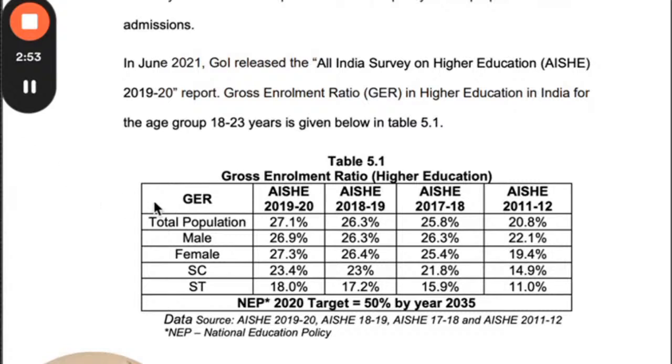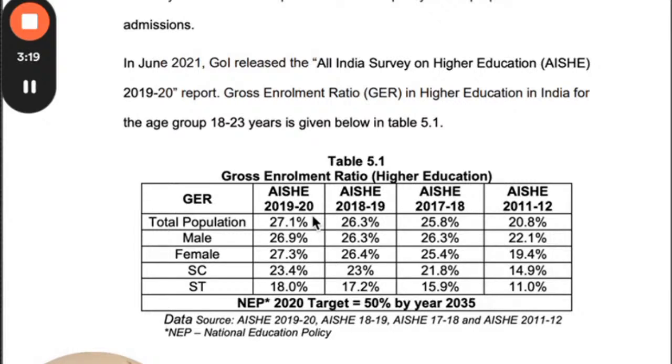If you take the total population, in 11-12 the gross enrollment ratio was around 20.8. That is, if you take 100 students, 20.8 students enrolled in graduate programs between 18 to 23 years. And that increased to 27.1% in 19-20. That's a remarkable achievement because it's increasing year on year.